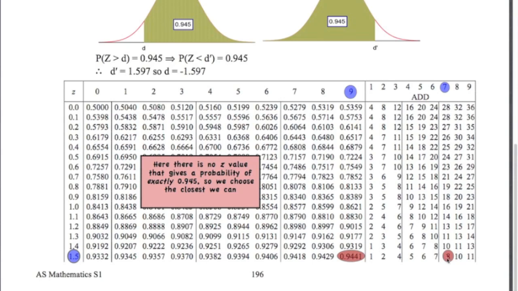choose the closest. So we could have gone with 8 or 10, either one of these. So I've chosen 8, which gives us a z-value of 1.597. That's d dash, so the value for d is negative 1.597.